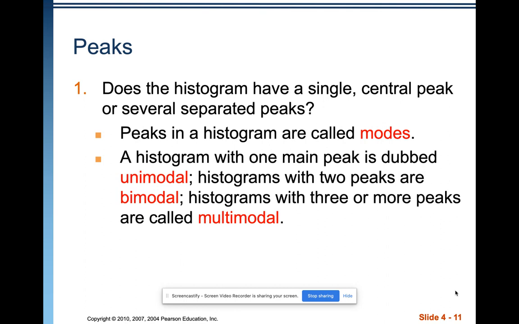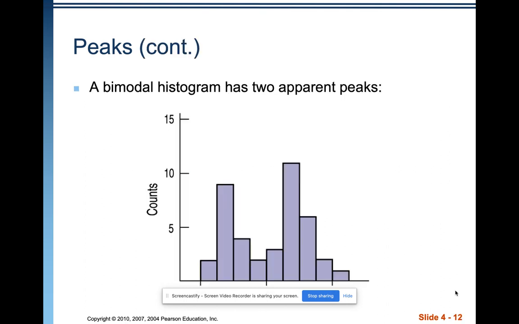So what does this mean? Peaks in a histogram are called modes. And if there's just one big peak, it's called unimodal. If there's 2 clear separate peaks, it's called bimodal. That's really interesting because sometimes you have two groups that have been lumped together as one. If you can look at some variable that indicates the reason for there being 2 peaks, you can see that maybe you really have 2 populations of interest. And if there's 3 or more peaks, we have what's called a multimodal distribution.